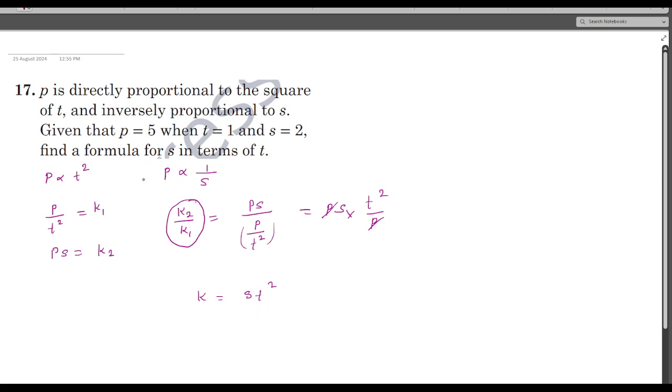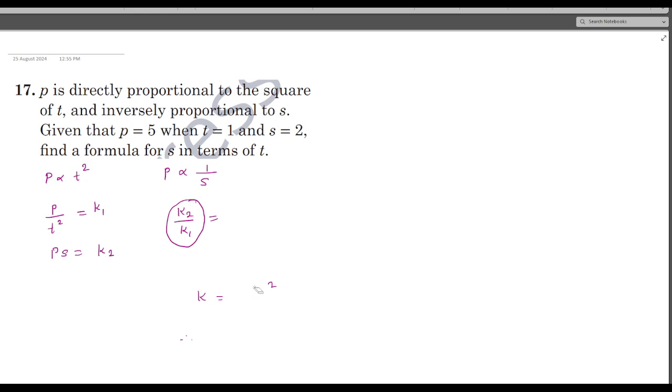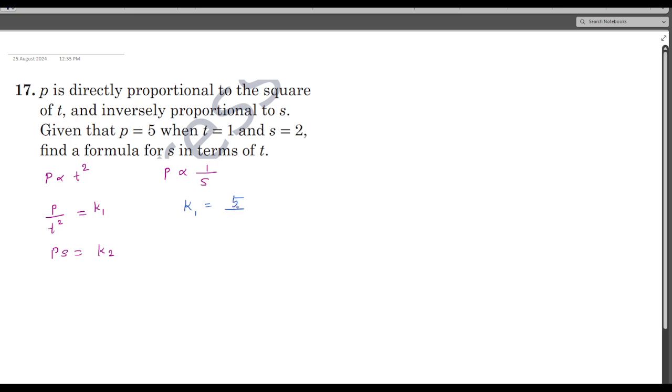Okay, so therefore k is equal to s times t square. Now one thing, what I'm doing a mistake here is I'm not finding the value of k1, k2. Better let us find out these values, as p, t and s are given to me. So the value of k1, I will say that this is p divided by t square. So when p is 5 and t is 1, it is 5 divided by 1 square, which is equal to 5 only.